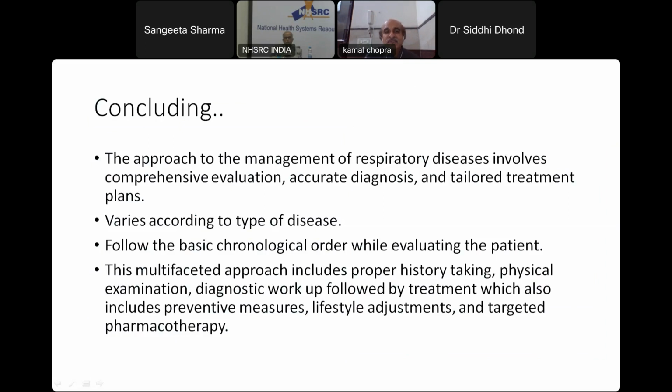Follow the basic chronological order while evaluating the patient. This helps very much: which symptom developed first, then second, after how many days, so we can reach some differential diagnosis. A multifaceted approach is required, which includes history, physical, diagnostic examination, but mind it, in every respiratory tract illness, please rule out tuberculosis, which is very common in our country.